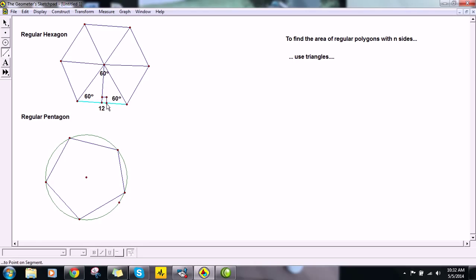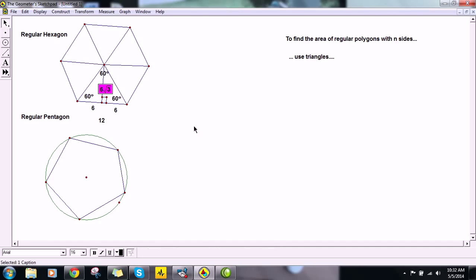Because it's isosceles, it's actually equilateral, it cuts the base in half. So really what I have is 6 and 6. And I've got a little 30-60-90 action going on. The side across from 30, that angle's half, is 6. So that makes this 12, twice that, and my altitude is 6 root 3, my x root 3 side. 6 root 3.